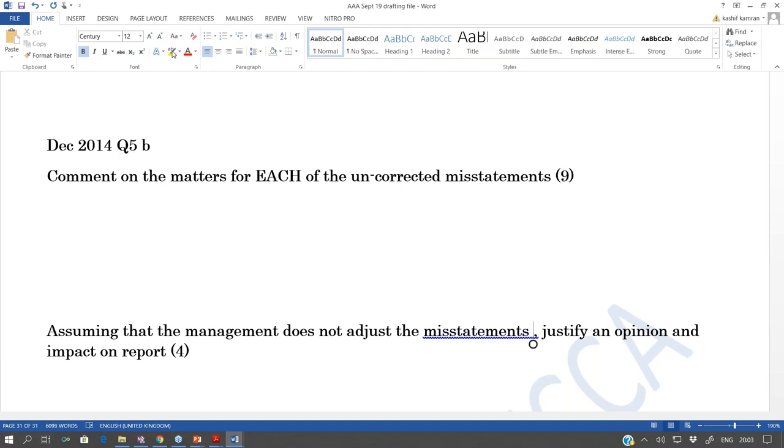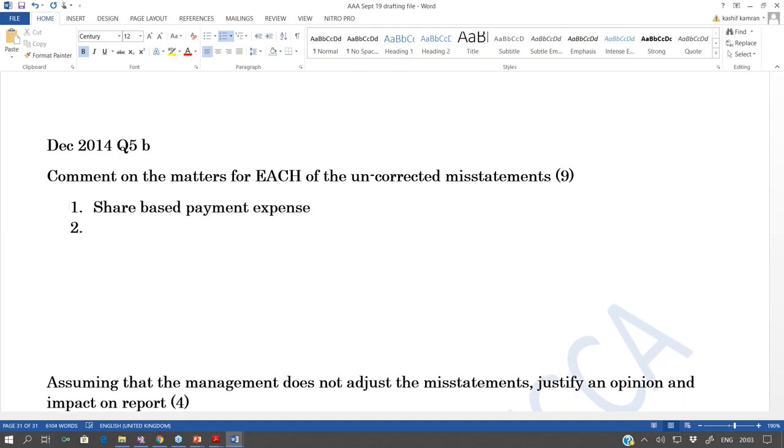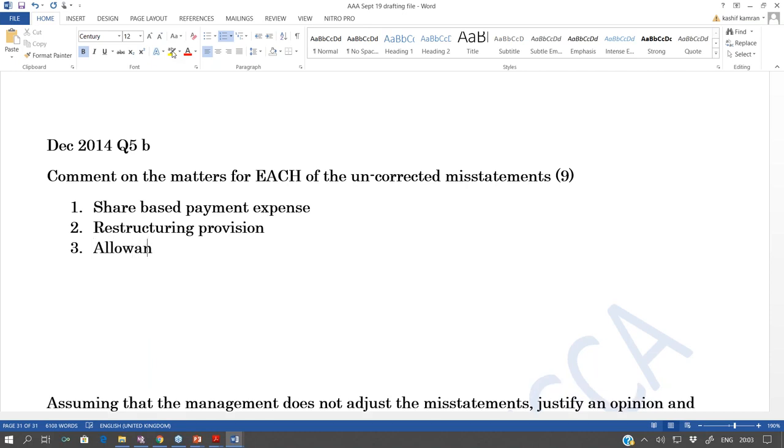Now, how many misstatements do we have to comment on? The first one relates to the share-based payment expense. The second one relates to the restructuring provision, and the third one relates to the allowance for slow moving inventory.